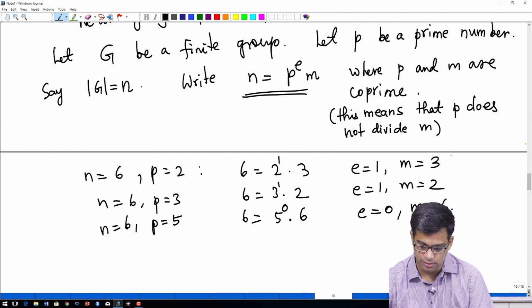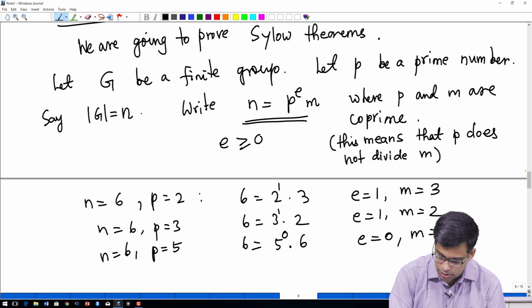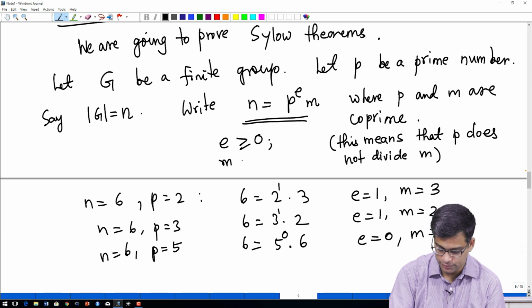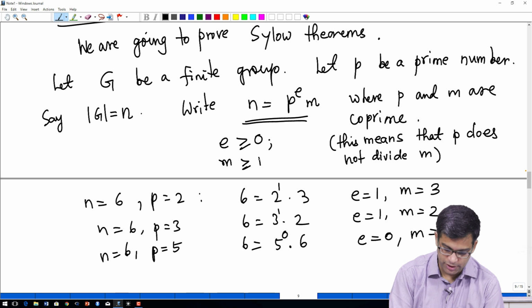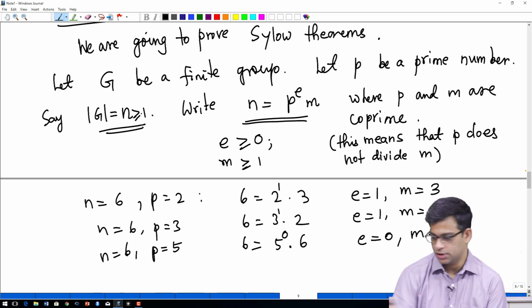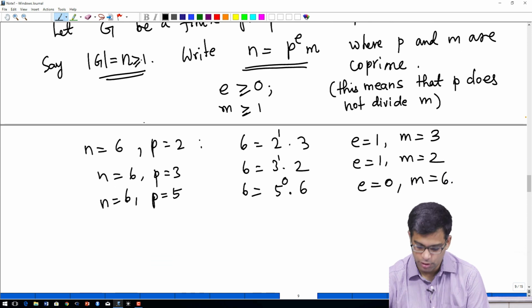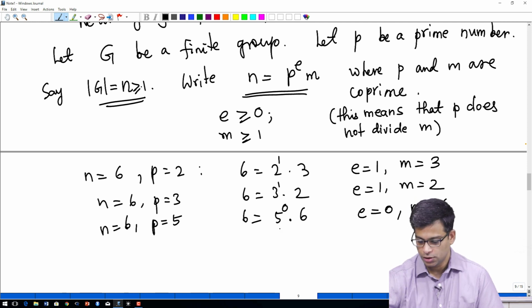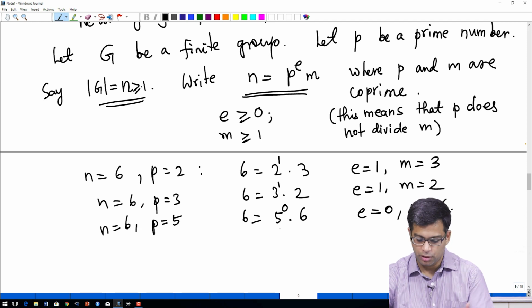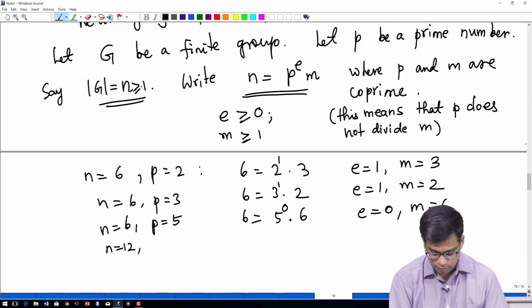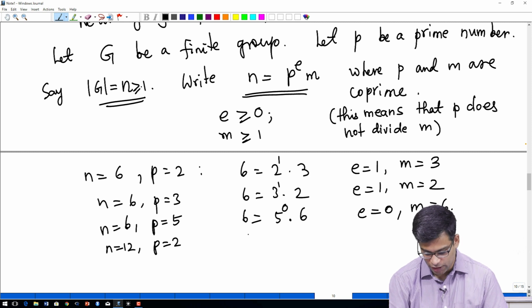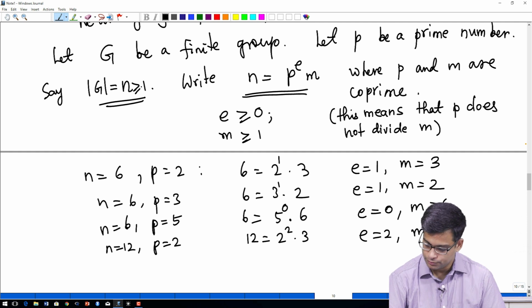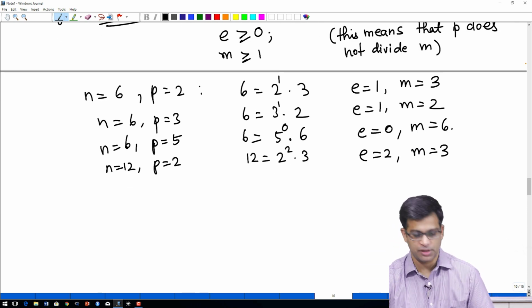So in this description, e is always non-negative, and m is always at least 1. So n is at least 1. It is a finite group, so it must have at least one element. So we have this situation. We simply look at how many times p appears in n. It may not appear at all, like when p is 5 and n equals 6, or if n is 12 and p is 2, we have 12 equals 2 squared times 3. So e is 2 and m is 3. So we simply look at how many times a prime appears.